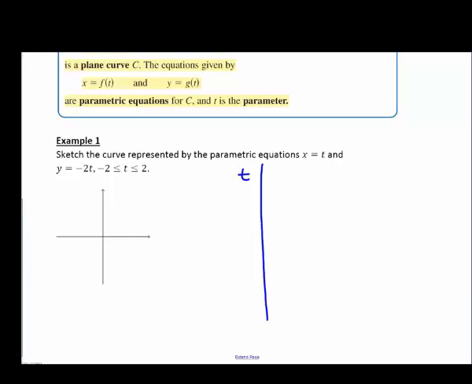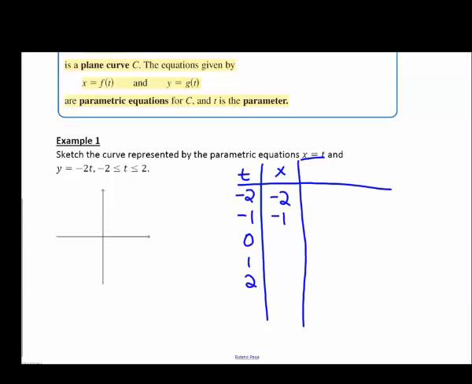So we have our t values, and we know that they are going to go from -2, so I'm just going to do the whole numbers, and then we'll connect those with a line or a curve. And so we want to find the x values. Well, if our equation is x equals t, then our x values are all the same as our t values. And then we have y equals -2t, so we're plugging in the -2 in for t, and we're getting 4. Then when we plug in -1, we get 2, and then 0, and then -2 and -4.